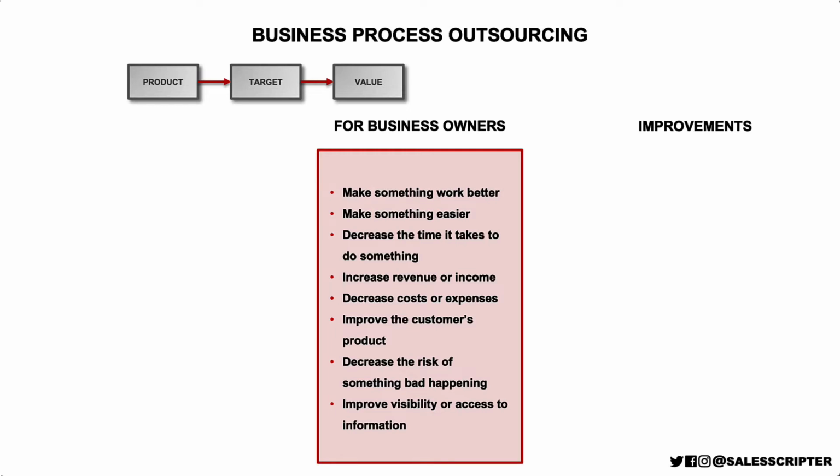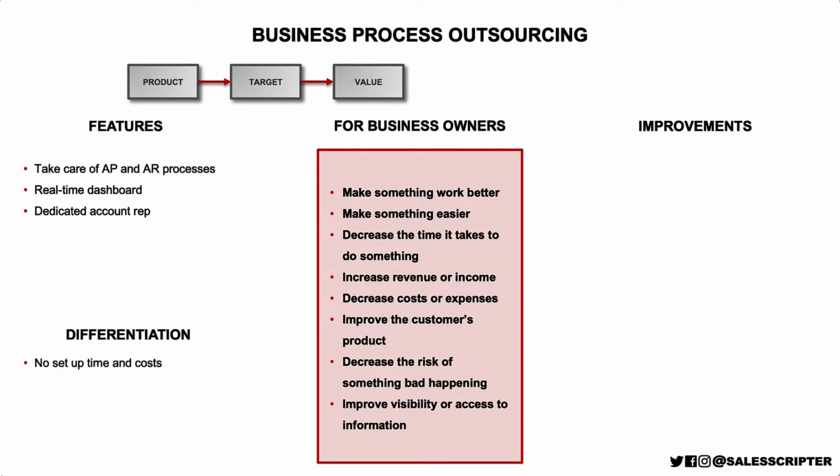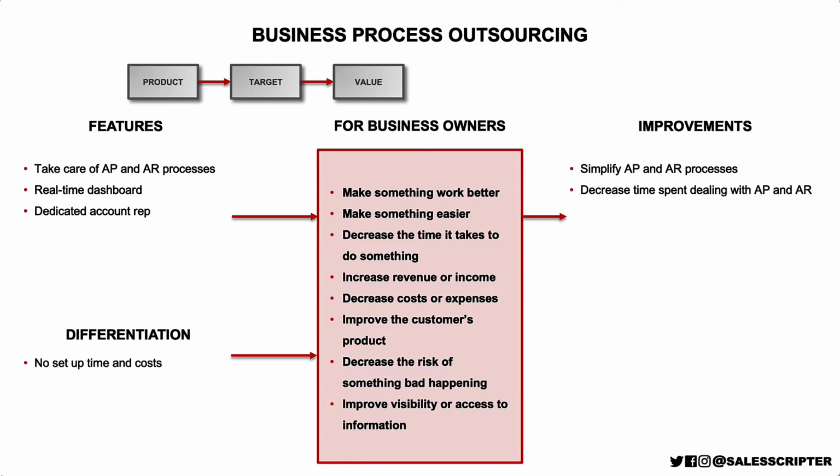And here's another thing you can do: you can bring back the features that you just brainstormed and bring back the differentiation, and think about each of those items. Does this particular feature help to make something easier, to decrease time? Does this differentiation help to decrease costs or decrease the risk of something bad happening? So you can look at these one by one going through this list, and that can help you think of some improvements, such as our business process outsourcing can help business owners to simplify their AR and AP processes, can decrease the time they spend dealing with those processes, decrease the time it takes for them to receive payments, and decrease delinquent payments from customers not paying.